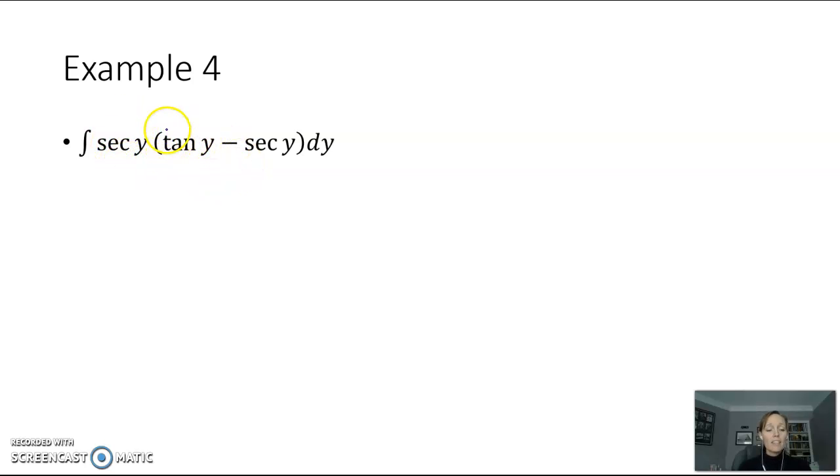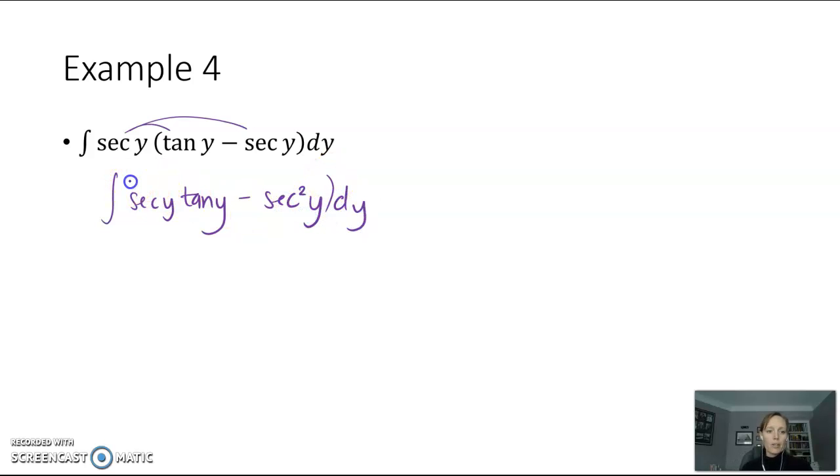So looking here, first thing I need to do if I see multiplication like this, I want to go ahead and start simplifying by distributing this. So I'm going to have the integral of secant of y tangent of y minus secant squared of y, dy.